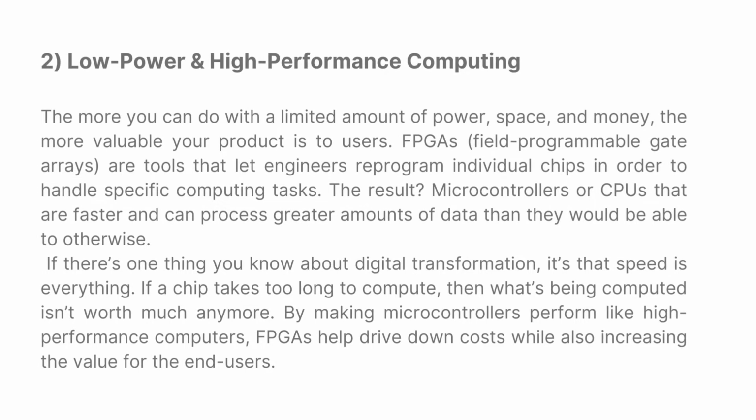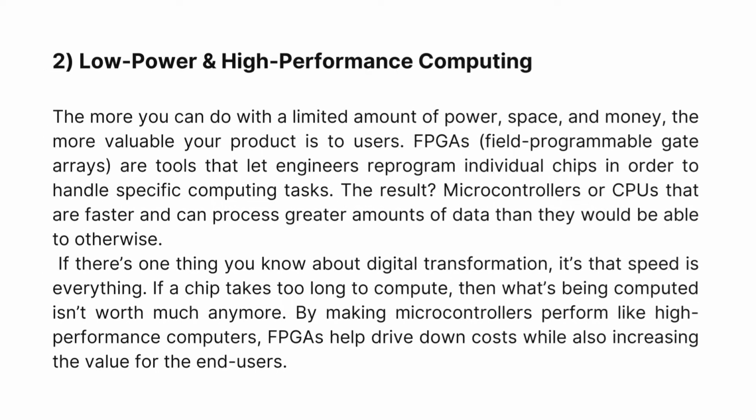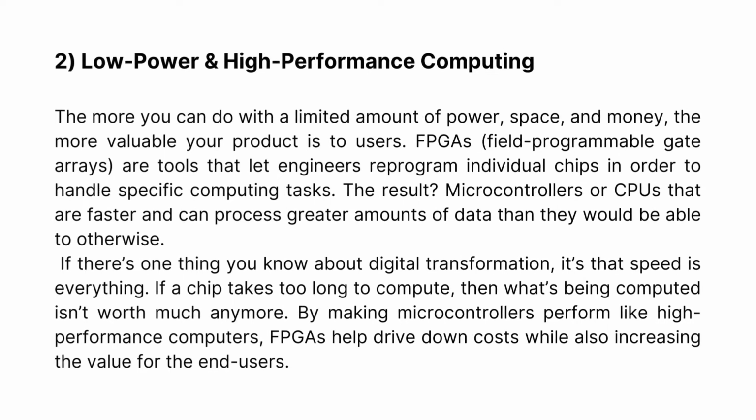2. Low power and high performance computing. The more you can do with a limited amount of power, space, and money, the more valuable your product is to users. FPGAs, field programmable gate arrays, are tools that let engineers reprogram individual chips in order to handle specific computing tasks. The result: microcontrollers or CPUs that are faster and can process greater amounts of data than they would be able to otherwise. If there's one thing you know about digital transformation, it's that speed is everything.